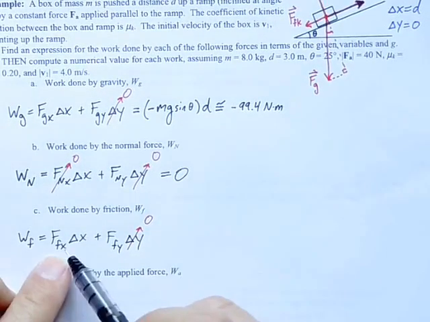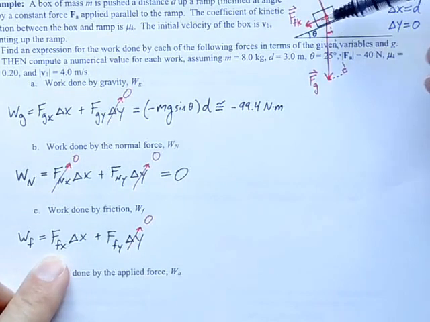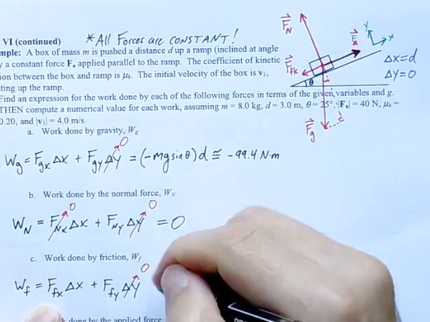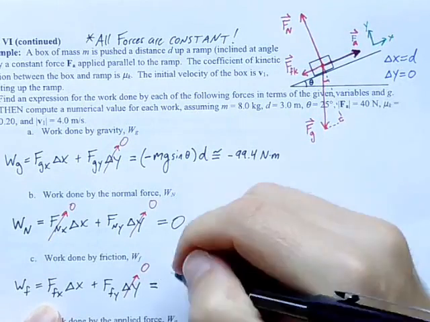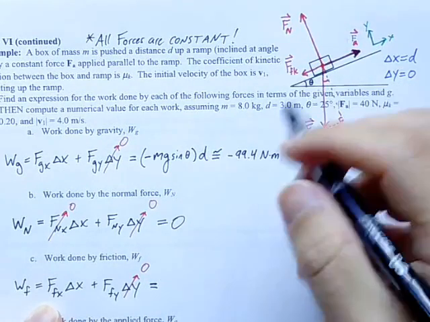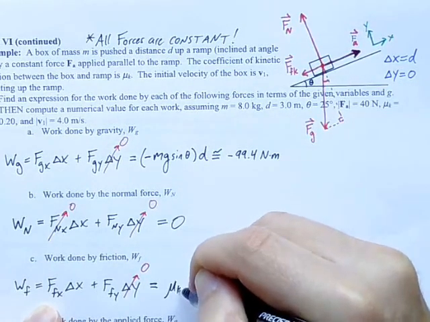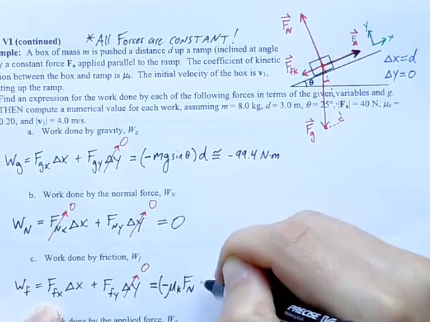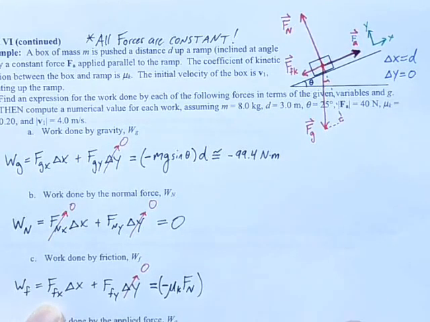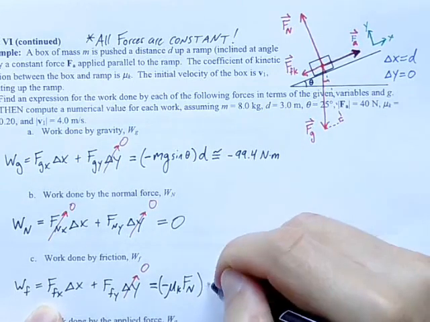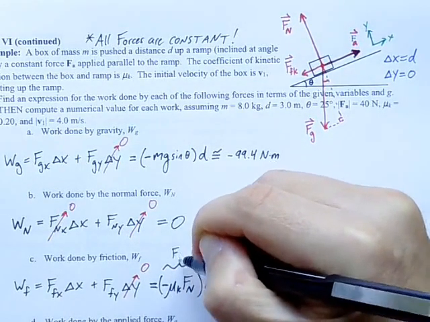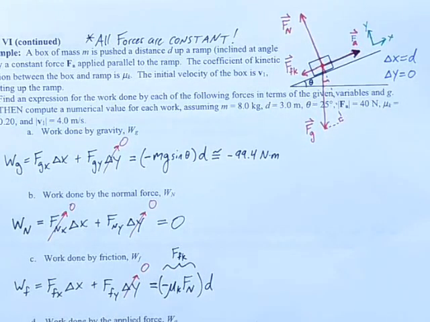The x component of friction. Okay, so it's pointing in the negative x direction here. We know our expression for the force of friction. Kinetic friction, since we're sliding, will be mu k times the normal force. So negative mu k times the normal force. And then our delta x is the distance d. Okay, so that is our force of friction right there.